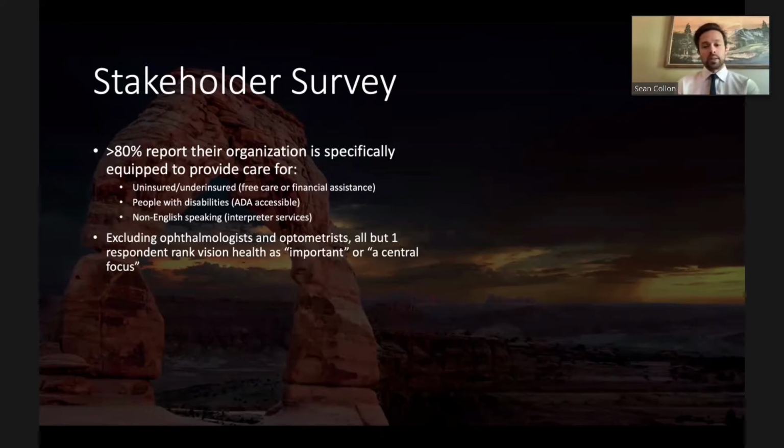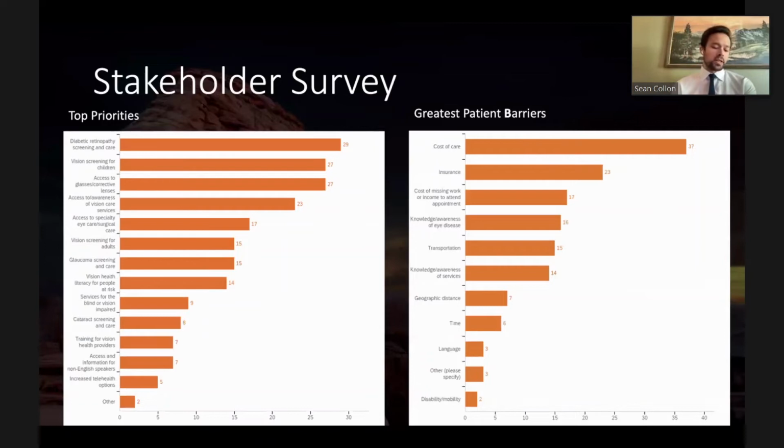But knowing these things, the question remains: if we have clinics that are capable of taking care of these patients and it's a reasonably high priority, why is it not happening? We asked a couple more questions. So what should be the top priorities for eye care in Utah?